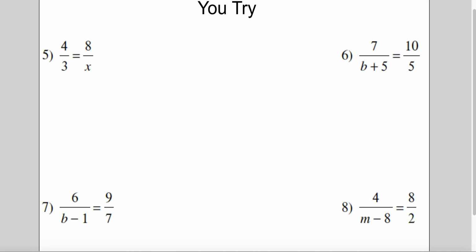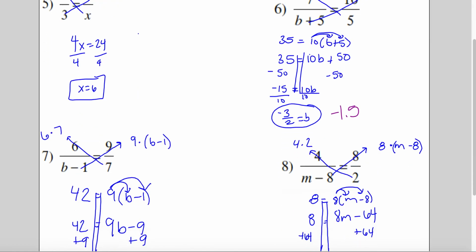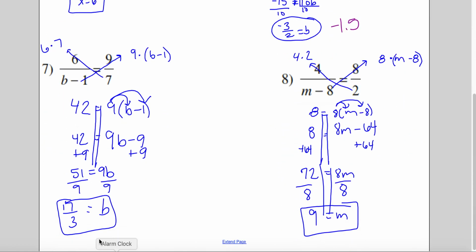Okay, now that you're back, note that here are your answers showing you the cross products for each problem. The first answer for this one, you should have had 6. This one is negative 3 over 2, which is the same thing as negative 1.5, in case you put that instead. The answers down here are 17 over 3. And over here, m equals 9.